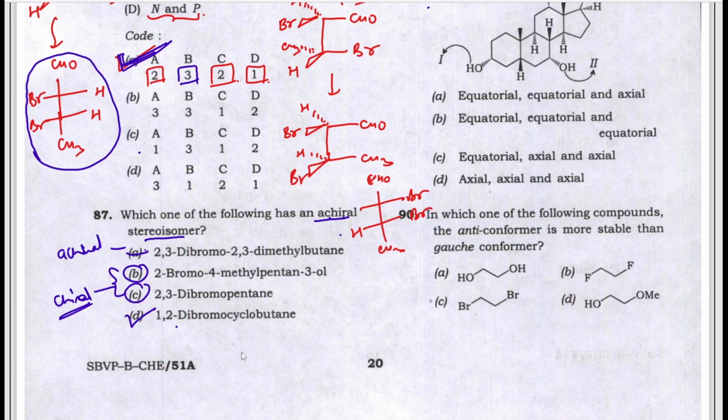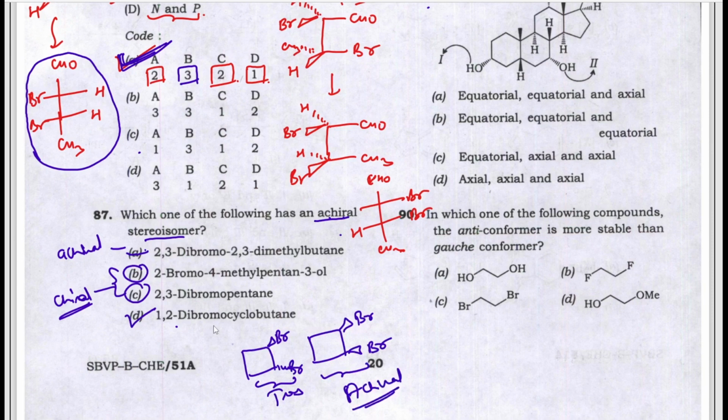In the case of 1,2-dibromocyclobutane, there are two forms. One is cis form and one is trans form. Okay. In one case, both bromines are in trans position, and in one case, both are in cis position. Okay. And the trans form is chiral, but the cis form is achiral. So 1,2-dibromocyclobutane has an achiral stereoisomer, okay, due to the plane. So D is the correct answer of this question.